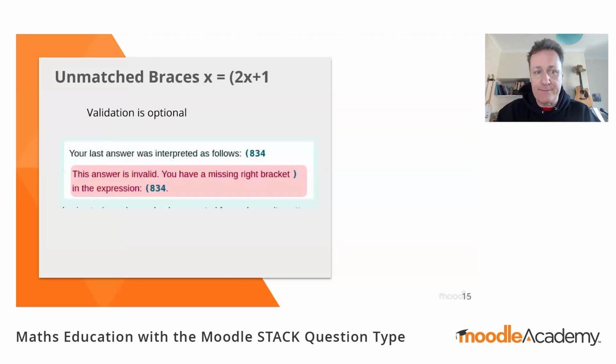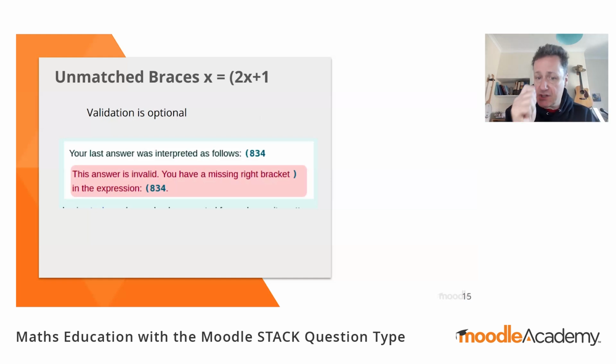So let me give you an example of validation, or making sure that it only accepts something that could be a correct answer. So up here at the top, you can see that the expected answer is x equals brackets 2x plus 1. And you notice there, I'm not closing the parenthesis, brackets parenthesis, okay?